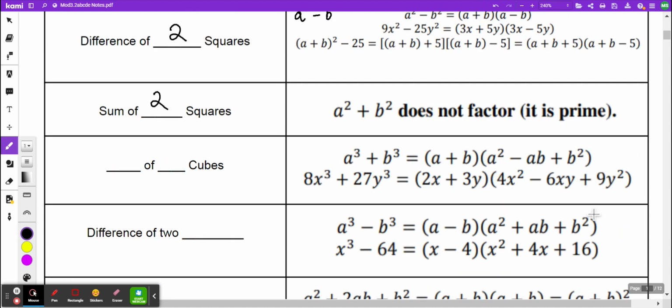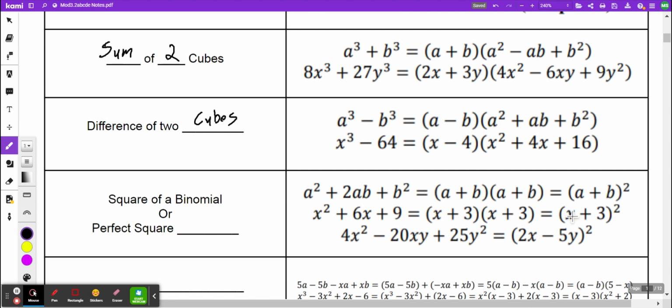The next one right here is the sum of two cubes, a cubed plus b cubed, and it's only equal to this. Or we're going to be talking about the difference of two cubes. Now we have the square of a binomial or a perfect square trinomial. It's the same thing, but tomato, tomato. Trinomial. So in each case, we could figure this out.